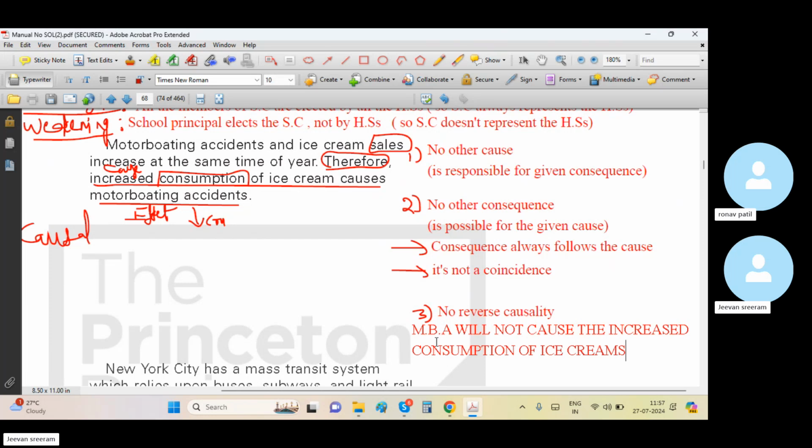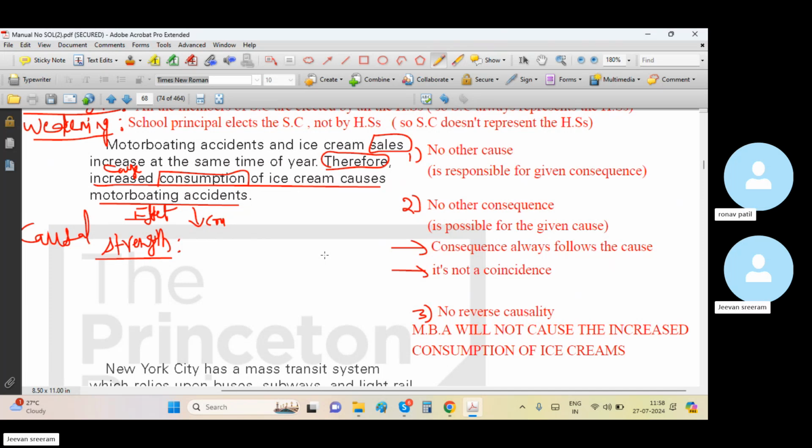Clear? Now strengthening and weakening. If you really want to write a strengthening line, come up with any natural or inherent cause for this particular cause and effect. Ice cream consumption can cause dizziness for the drivers, which might have caused more motor boating accidents. Recently proven: ice cream consumption can cause frequent dizziness, leading to more total accidents. I have included additional information, but it looks inherent, natural, correct.